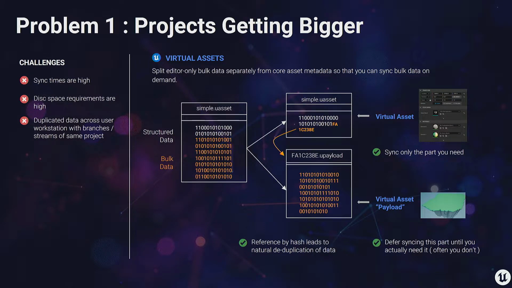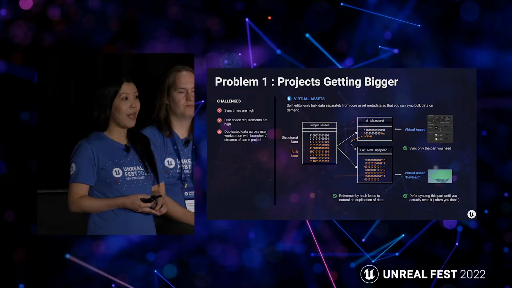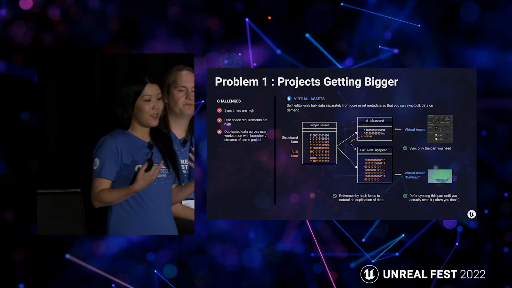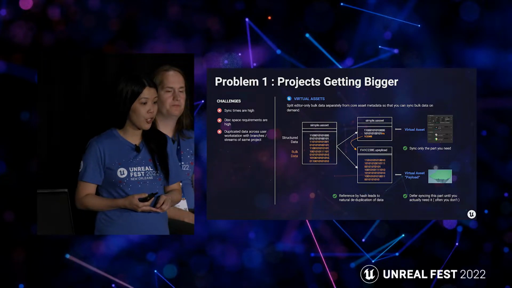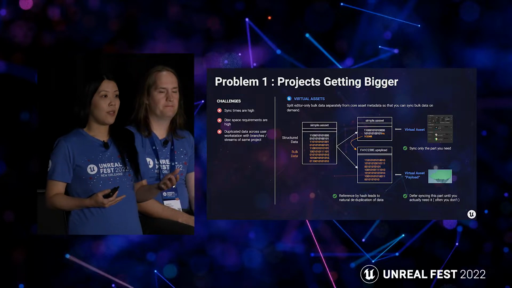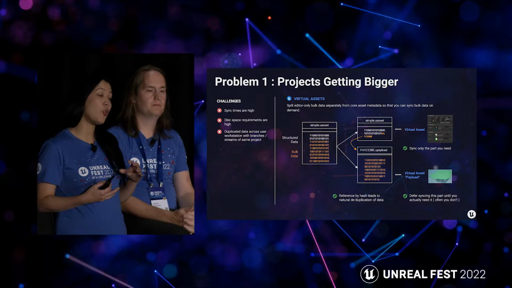So on the problem of projects getting bigger, what can we do about sync times? So we talked about some of the challenges that we're facing here. What we're introducing is something we're calling virtual assets. What you can think of this as is it's an opt-in feature that you could choose to take on for your projects. We're taking U assets, which traditionally have kind of multiple parts of data in them, and we're splitting that up into two pieces.